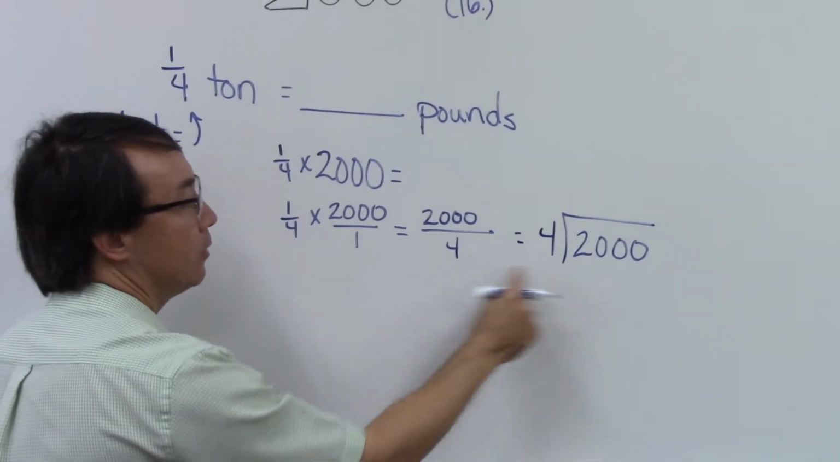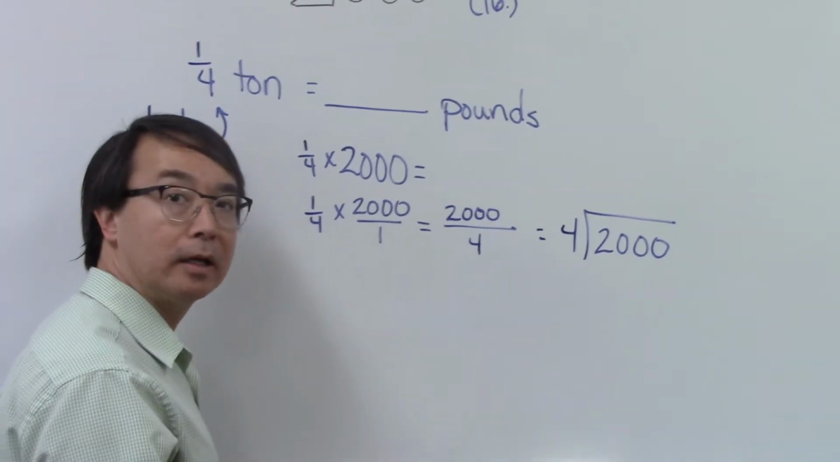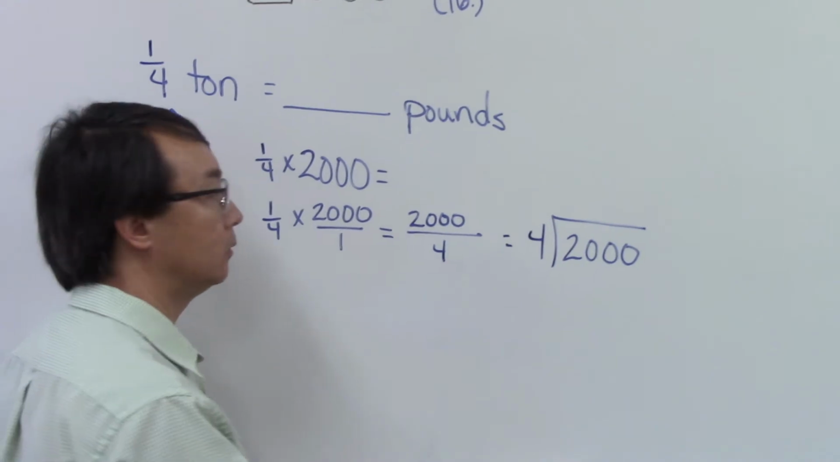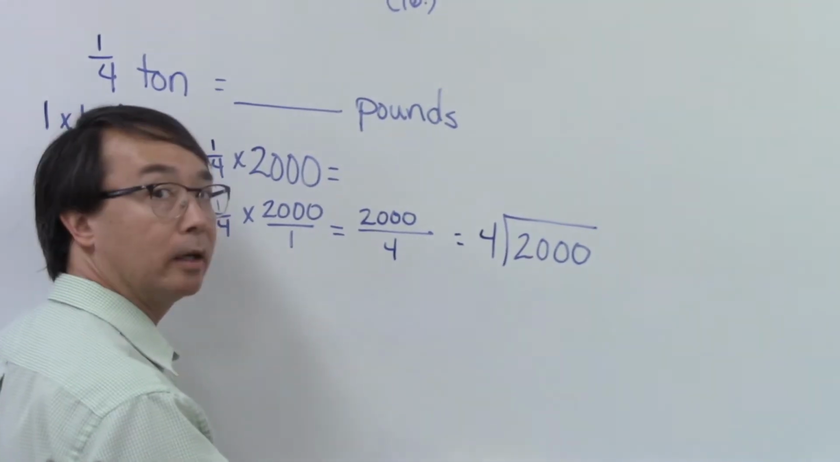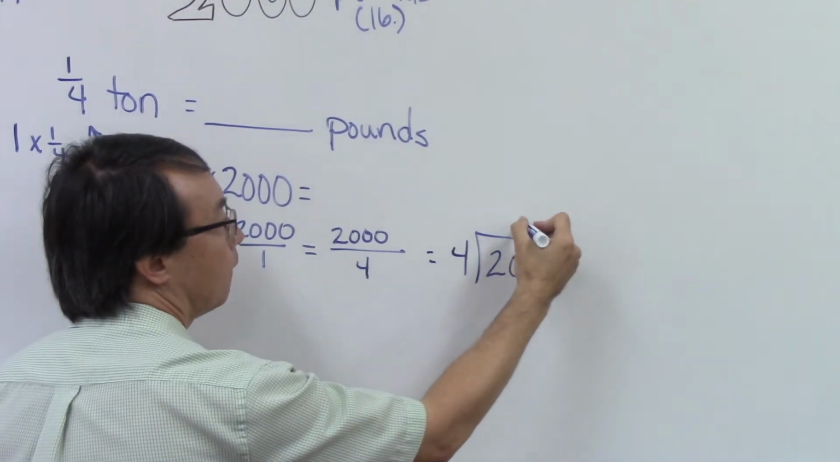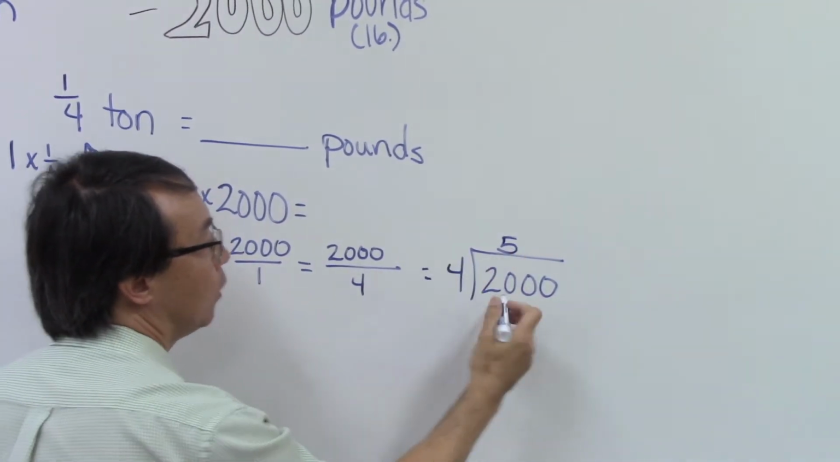This is the extra step. This is the only extra step right here. You have to do a division problem. How many times is 4 going into 20? Right? 4 times what is 20? 5. 5 times 4 is 20.